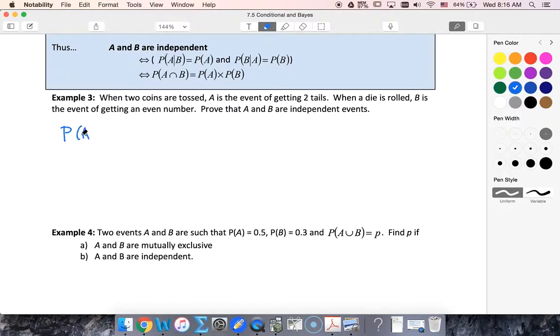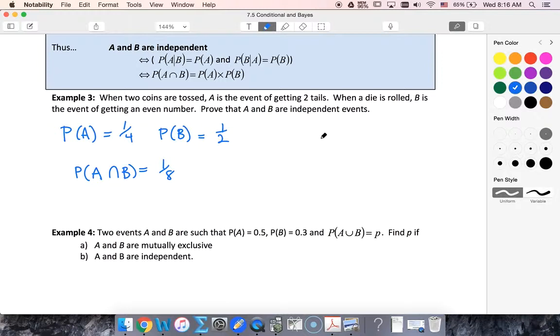Well, the probability of A, tossing 2 coins and getting 2 tails, is 1/4. The probability of B, rolling a die and getting an even number, is 1/2. So I hope that the probability of getting 2 tails and an even number is 1/8.